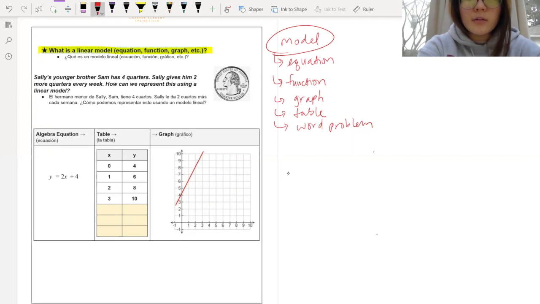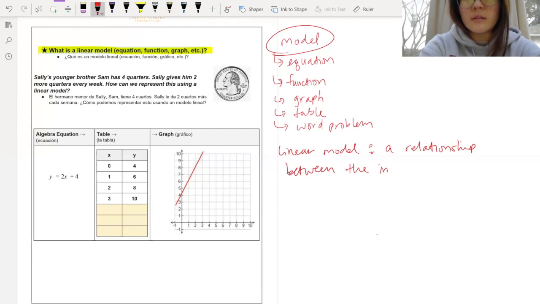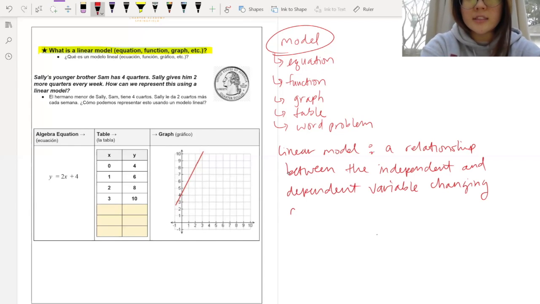So a linear model is basically a relationship between the independent and dependent variable changing at a constant rate.